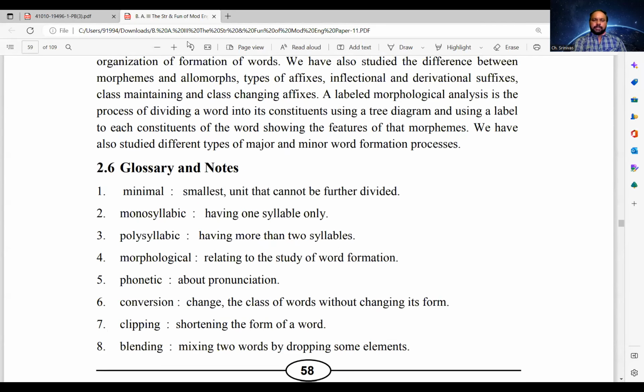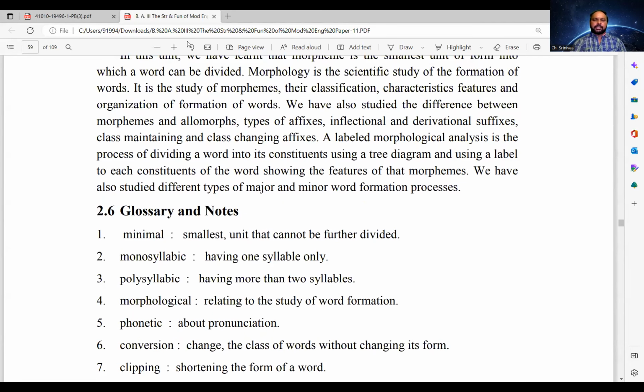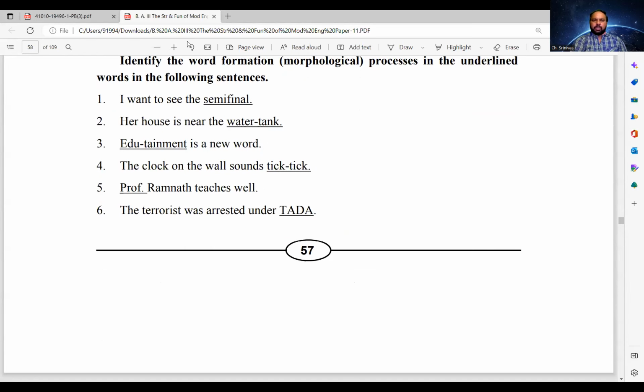Yeah, just give me a second, I'll be displaying some questions to you. Identify the word formation techniques according to the class that we have so far. What is the morphological process used in these words? I want to see the semi-final. How is the word semi-final formed? Semi-final ela form cheyabadindi cheppandi. A very interesting activity, and it will give you a good revision.